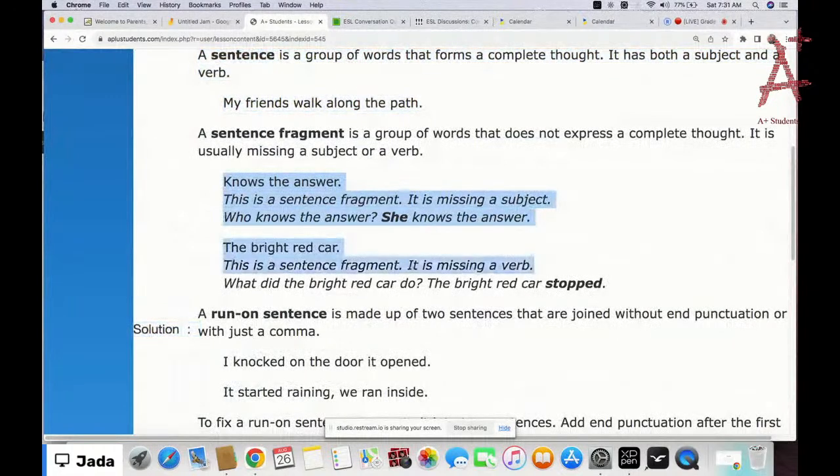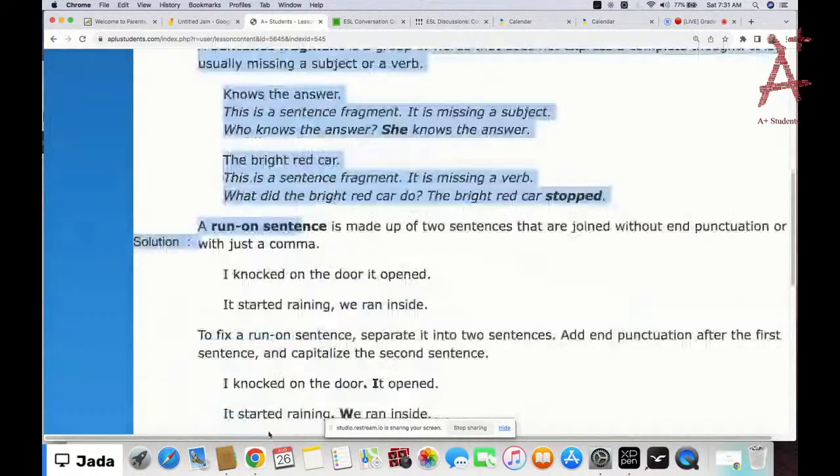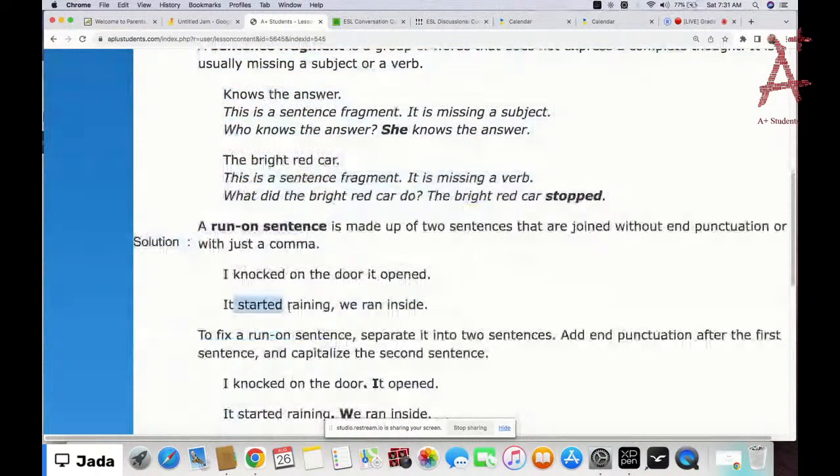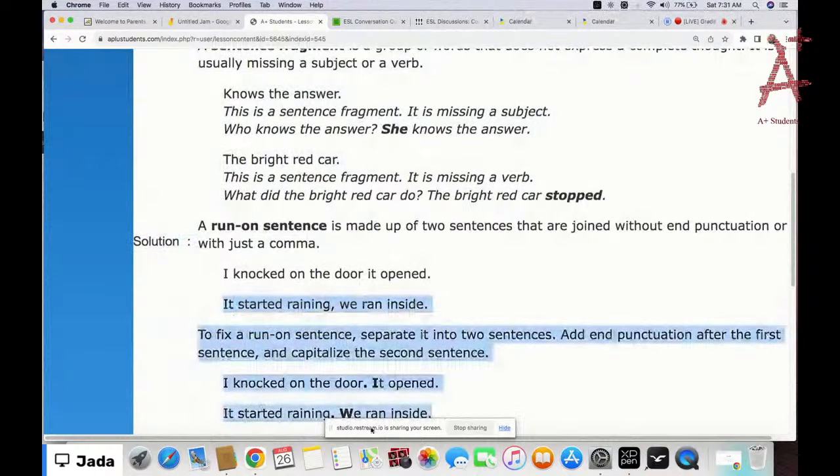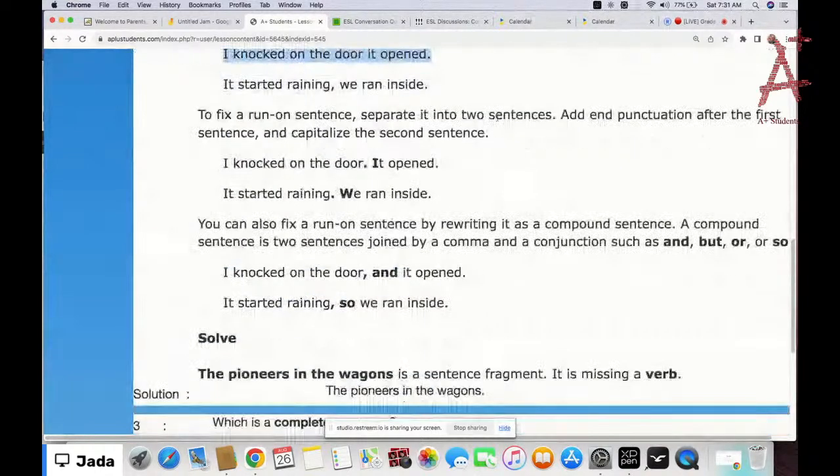And then the last is the run-on. The run-on sentence is two sentences joined together without an end punctuation, that should be separated. So that is what a run-on sentence is. We have the example here: I knocked on the door, it opened, we ran inside. So that's a run-on. To fix the run-on, you have to separate the two sentences, add an end punctuation after the first sentence, and capitalize the second.